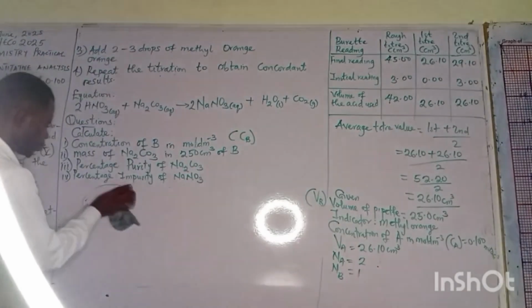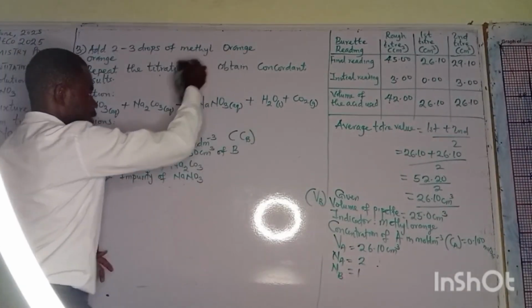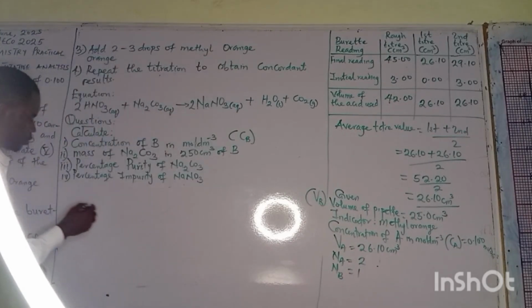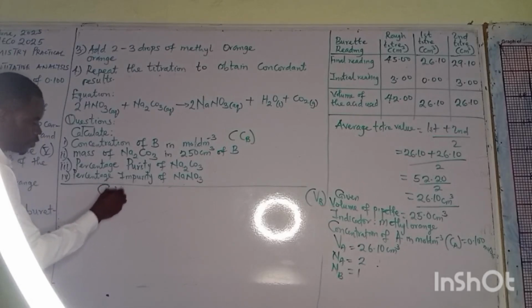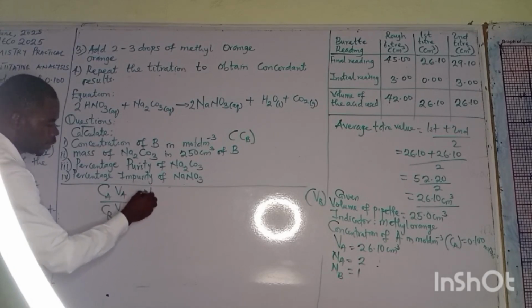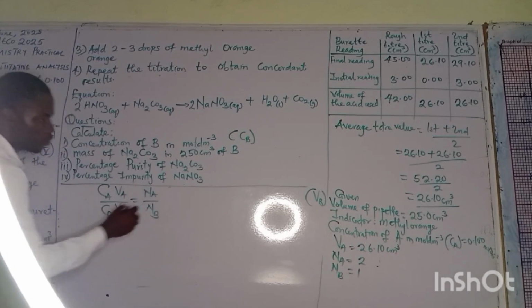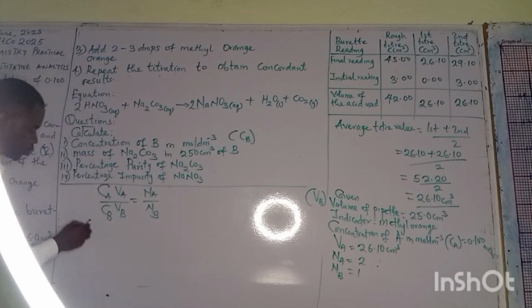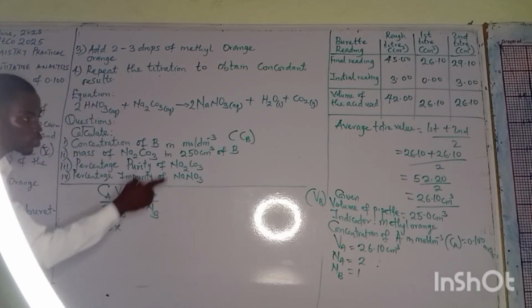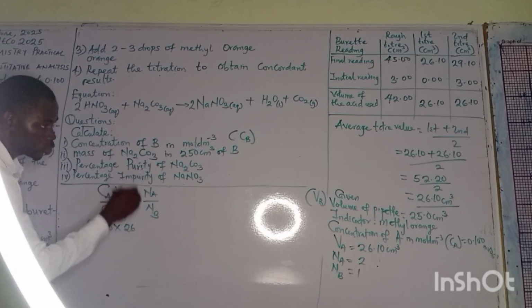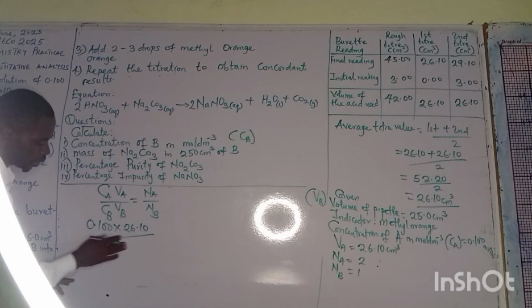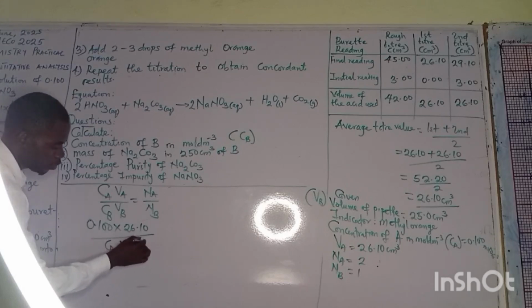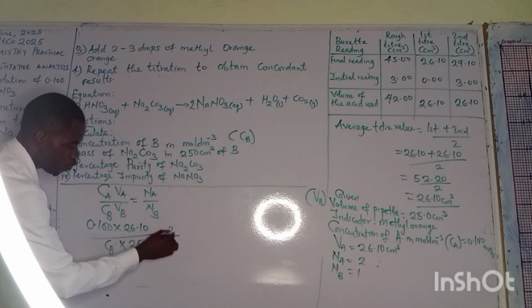Gradually, I'll be rubbing off my board so that I will have enough space. I have our common formula, CAVA over CBVB equals NA over NB. What is my Ca? That is 0.100, times my Va, 26.10, over Cb, which is unknown, times my Vb, 25.00, equals 2 over 1.